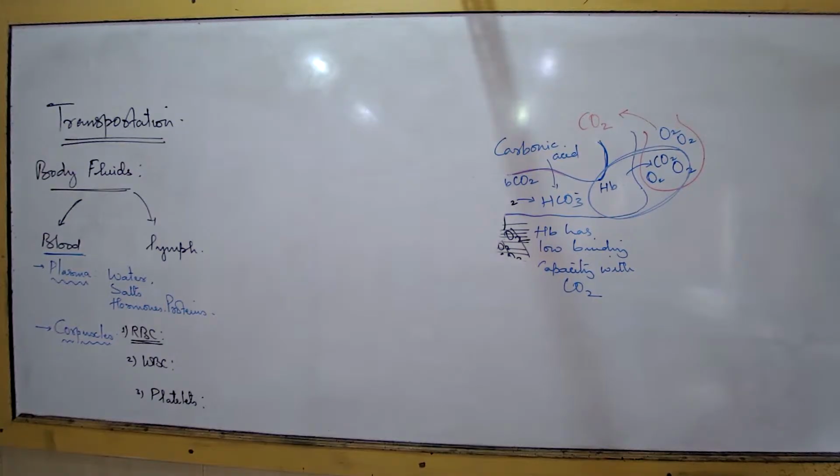Transports oxygen and carbon dioxide. That is the function. But when we are talking about the structure of the RBC, just try to understand the cells, the blood cells. How do they look? The different types of blood cells now that we are talking about.